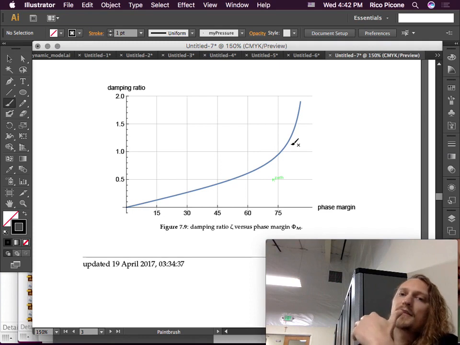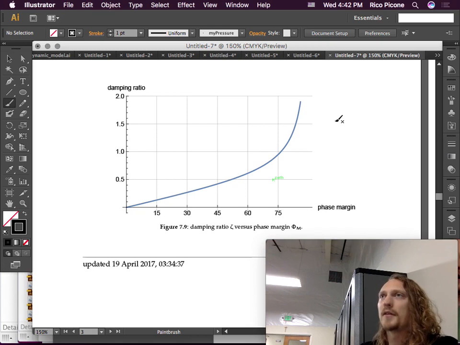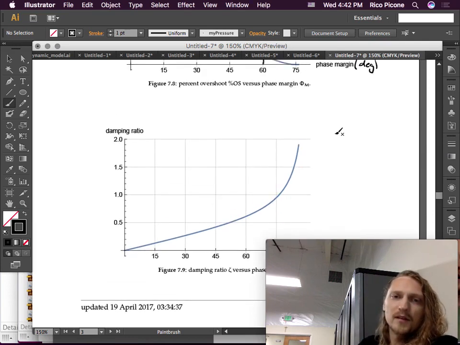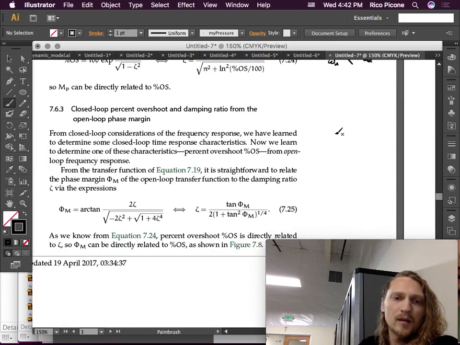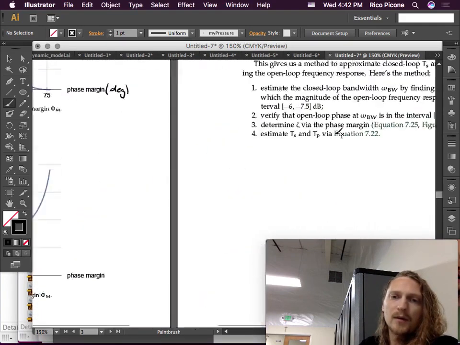So as you increase this phase margin, if you get to really large phase margins, your damping ratio, you're very overdamped in those cases. So those are the two ways to think about the phase margin in terms of time responses that are more intuitive to us. Some of these other ones are not as intuitive. Okay, so that was this.